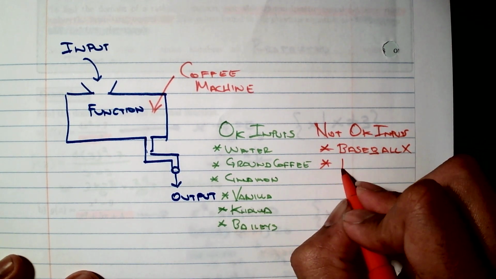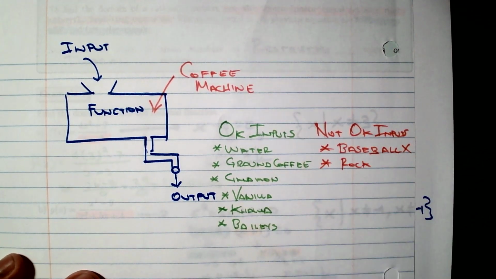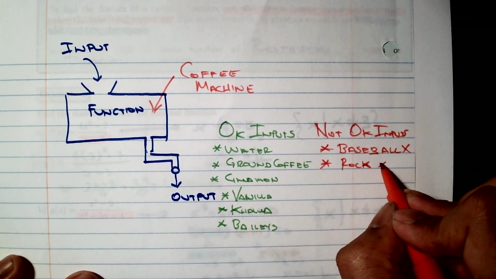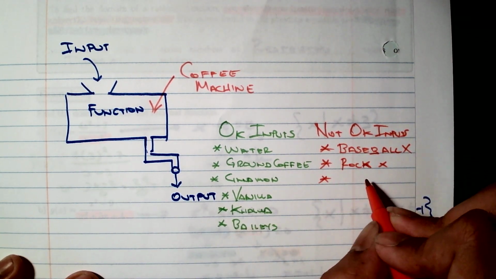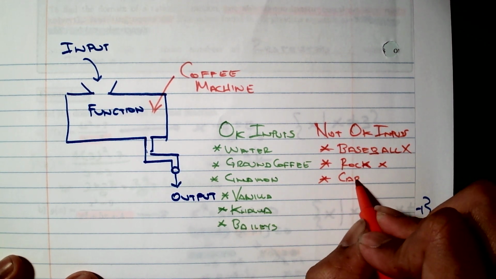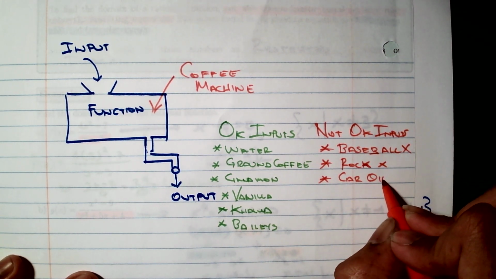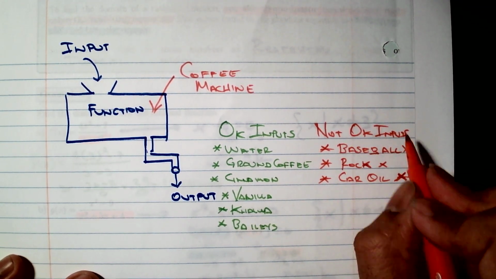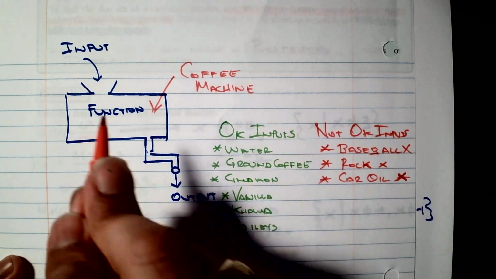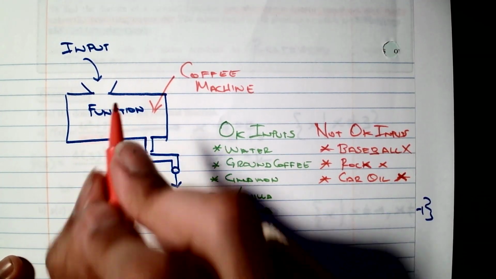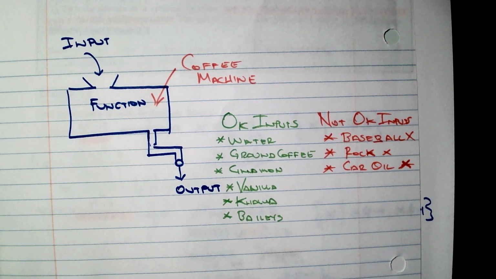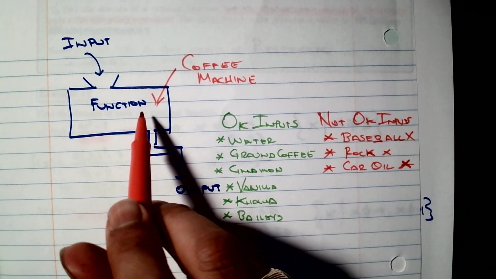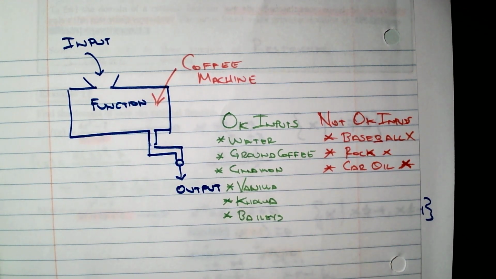How about a rock? Can I add a rock to a coffee machine? It's going to blow up again. Can I add, I don't know, car oil? Well, not a good idea. So those are elements that we restrict from this function that are not okay inputs. So what's going to happen if I add a baseball or a rock or car oil to our coffee machine? The machine is going to blow up.